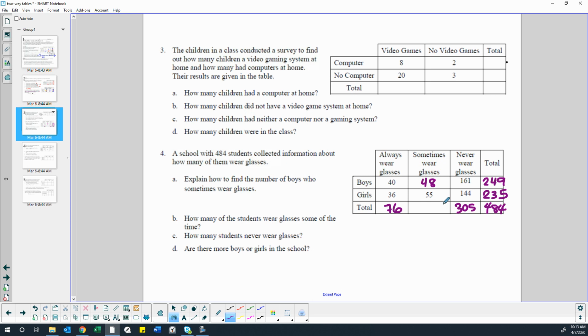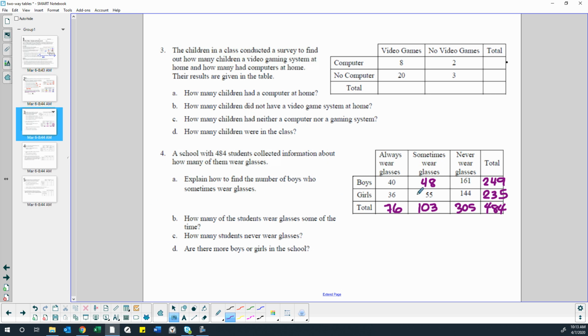So 48 plus 55, try that again, is 103. So now just to double check my numbers, I'm going to add 76 plus 103 plus 305, and I got my 484 total when I added that direction. So now that we have the table filled in, we should be able to answer all of the questions.